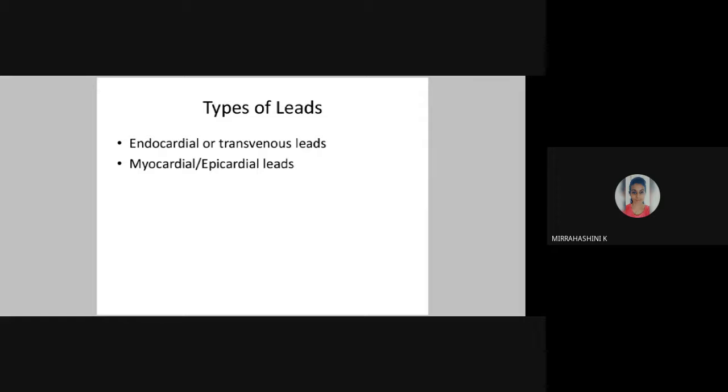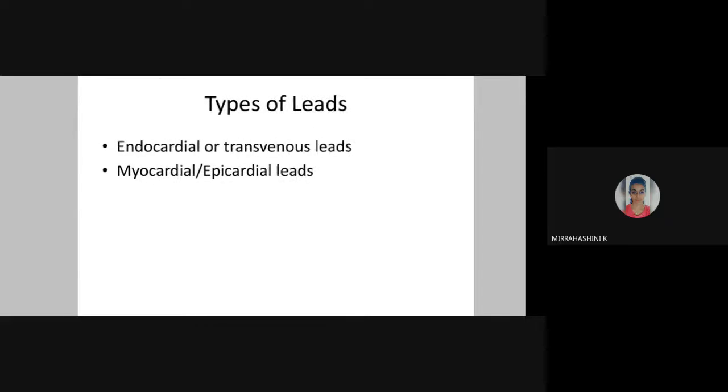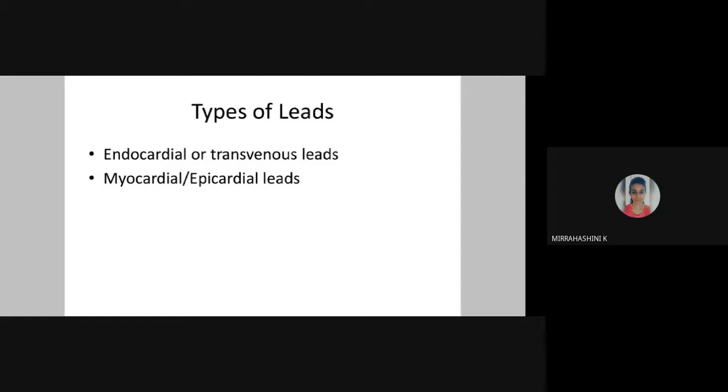Types of leads. We said that lead is an insulated wire, right? So we have different types of leads. One is endocardial lead, another one is myocardial lead. Endocardial means you are going to keep it in the innermost layer of the heart. Myocardial is the middle layer of the heart. In anatomy and physiology, you would have studied different layers of the heart, right? Epicardium, myocardium, endocardium. So endocardial leads are the leads which are going to go inside the innermost layer of the heart. Myocardial is the middle muscular surface. Okay.